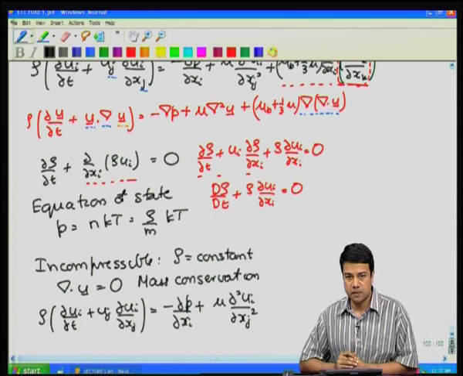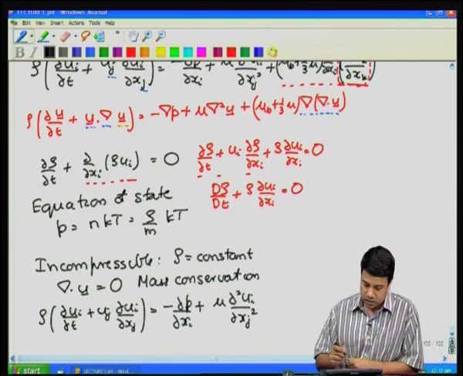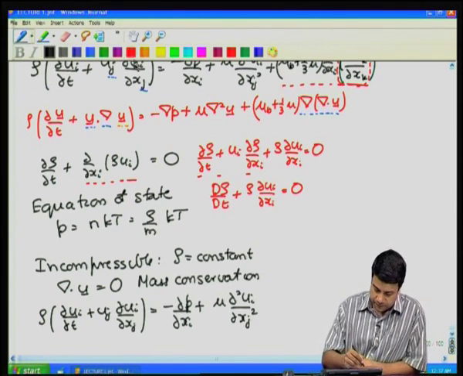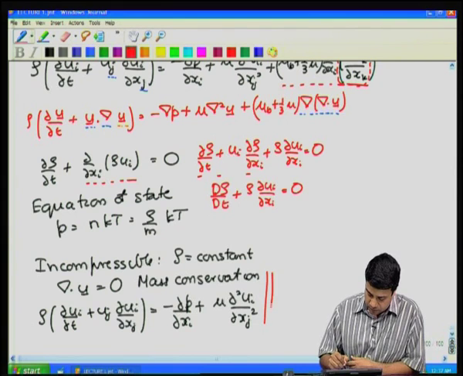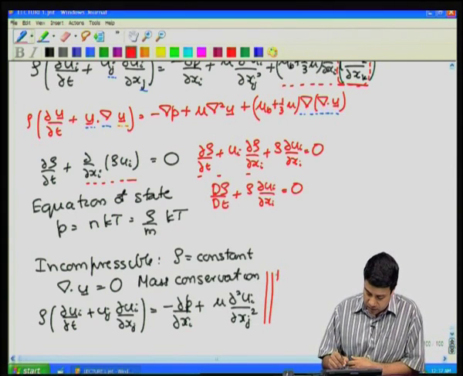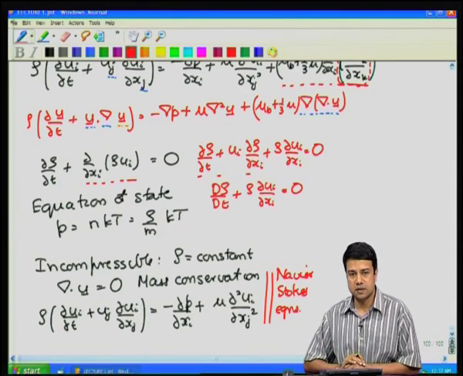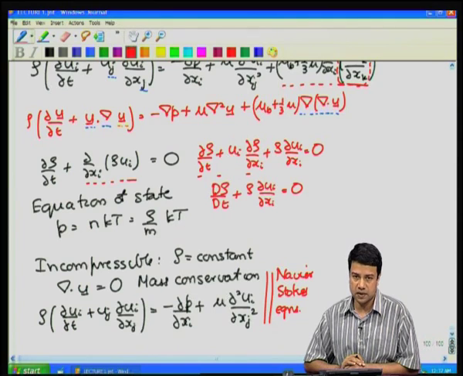So, that is the momentum conservation equation for an incompressible fluid. And these two equations put together are what are called the Navier-Stokes equations. These are the Navier-Stokes equations, mass and momentum conservation equation for an incompressible fluid.